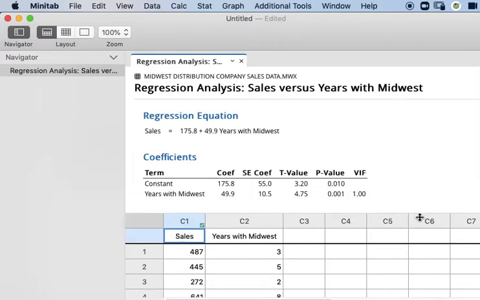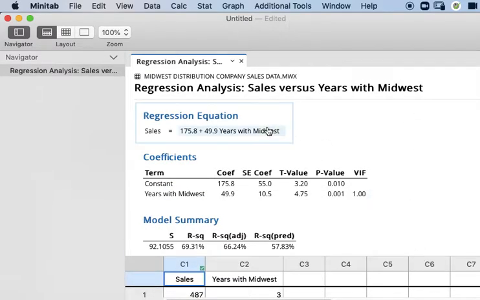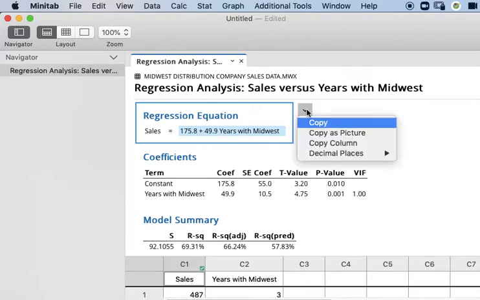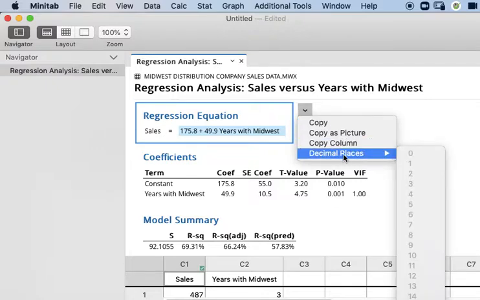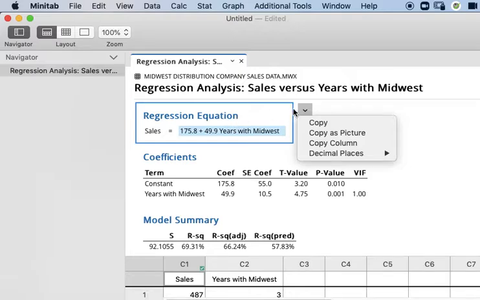And here are my results. It puts the regression equation at the top. One thing about this: if you click on the regression equation, you may need more digits after the decimal point when you're doing the homework, as usual. You cannot change the number of decimal places in the regression equation box.